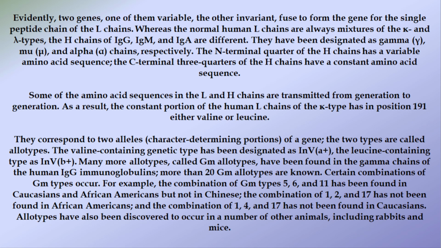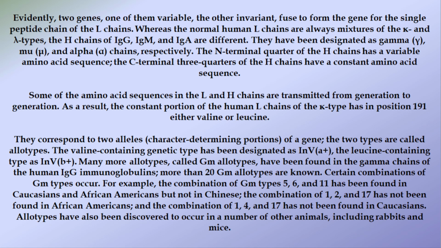Some of the amino acid sequences in the L and H chains are transmitted from generation to generation. As a result, the constant portion of the human L chains of the kappa type has in position 191 either valine or leucine. They correspond to 2 alleles, character-determining portions, of a gene. The 2 types are called allotypes. The valine-containing genetic type has been designated as INV, A+, the leucine-containing type as INV, B+.